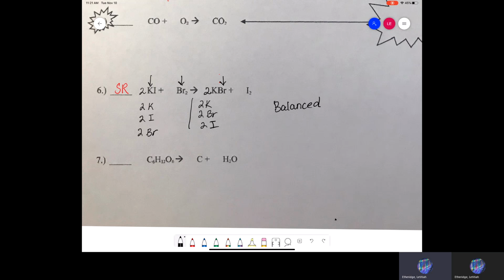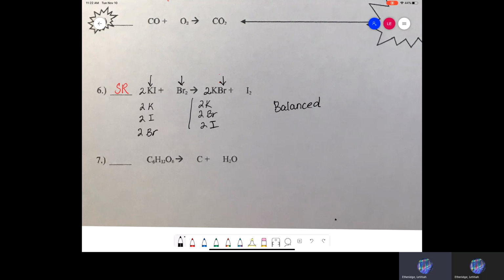Okay. This one, let's go through it. So this may look like a combustion equation, right? But if you take a closer look, you will see that it's not. So combustion, right? The products always have to be carbon dioxide and water. I have carbon and water. Okay, so it is not a combustion reaction.